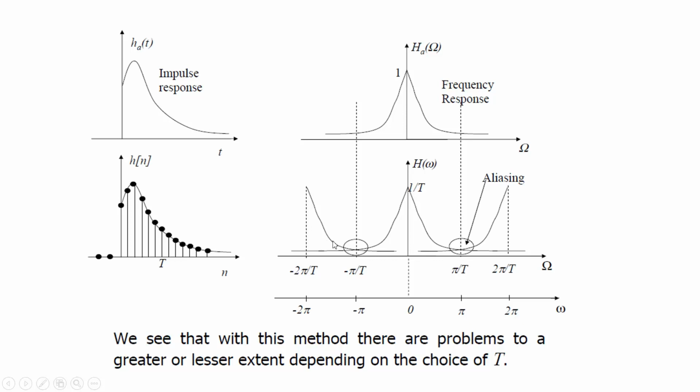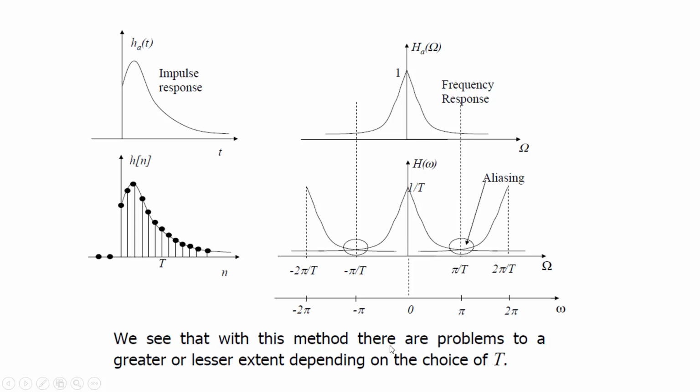And when the sampling frequency is not very large, you will see that the two spectra will overlap with each other, and that will lead to aliasing, which means that the impulse invariant method of designing IIR filters suffers from the problem of aliasing. Though the impulse response is exactly the same in the digital domain as in the analog domain, the frequency response is not the same. It suffers from the problem of aliasing, right?